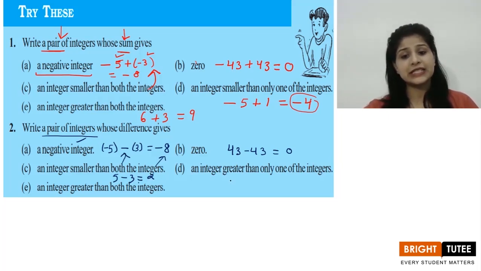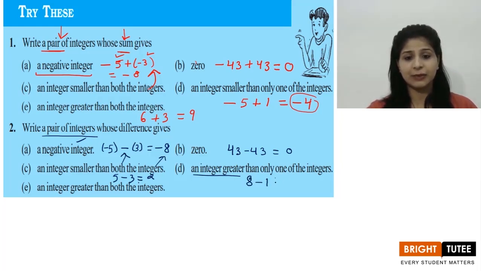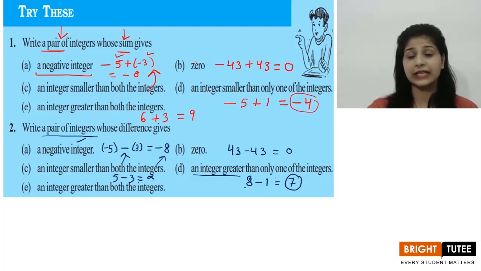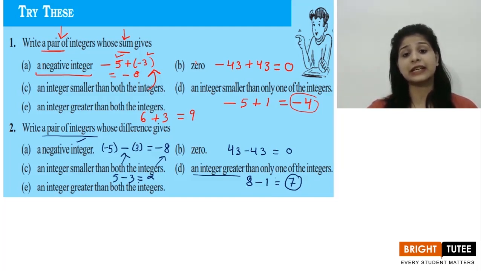Now an integer greater than only one of the integers. So think about it carefully. You need the sum, or you need the difference to be greater than one of the integers. We can take 8 minus 1, that is 7. So I see 7 is greater than 1, but 7 is not greater than 8. It is smaller than 8. So I need the answer as an integer that is greater than only one of the integers. So 7 is the integer which is greater than 1, you see, and smaller than 8.